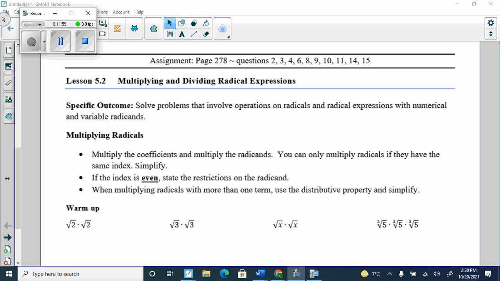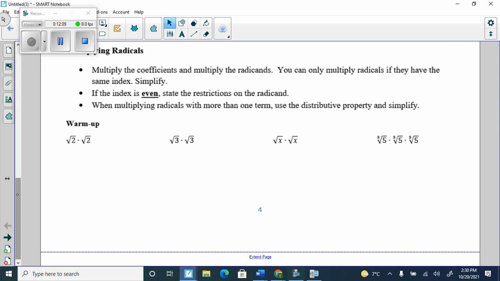When multiplying radicals with more than one term, use the distributive property. So we're using grade 10, foiling, distribution of polynomials, all that stuff coming back today. Okay? So, we're going to go over some basic ones first. We'll do a little warm-up. What's root 2 times root 2?